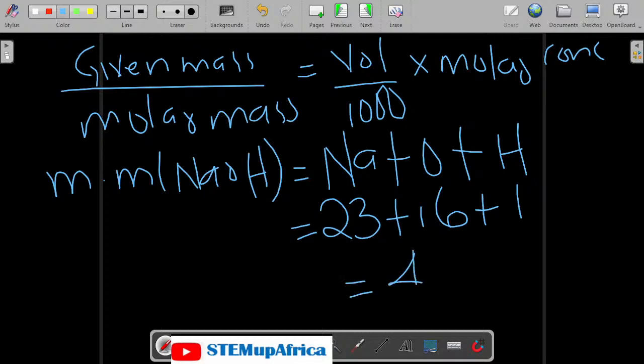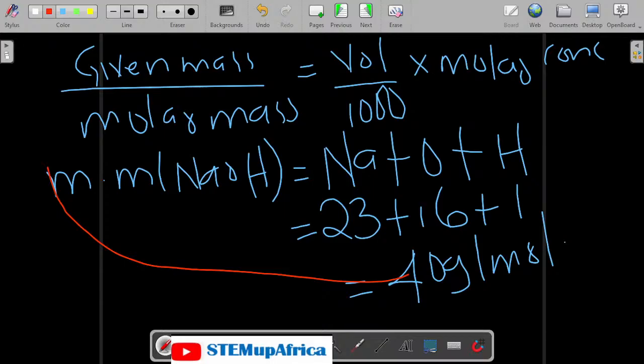The sum is 40 grams per mole. That is now the molar mass of the base. So we are going to fix this value in place of the molar mass. We have been given the mass as 2.3. The volume is 250. So with that, we can now calculate the molar concentration. So let's fix it.